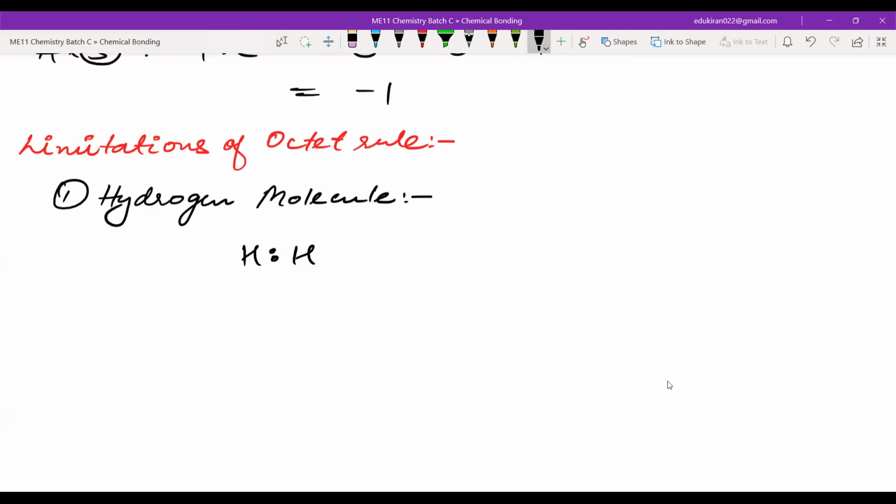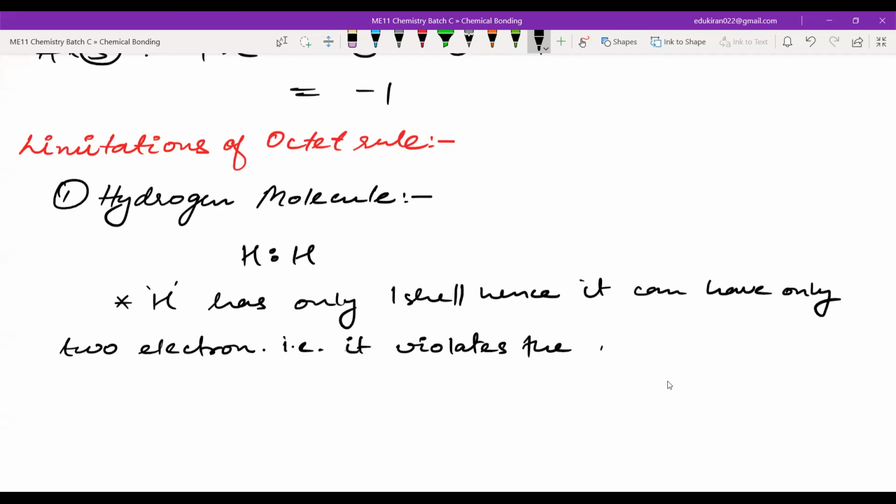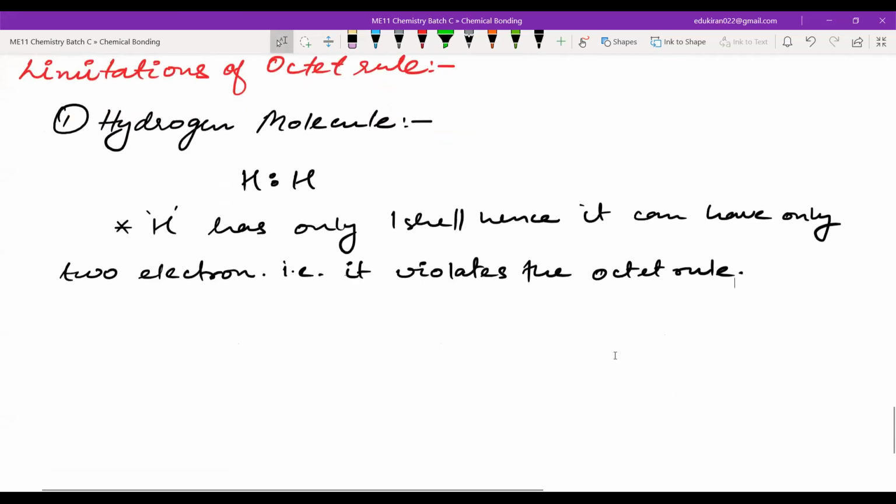It is stable, as you can see. It has only the first shell, right? Hydrogen has only one shell, hence it can have only 2 electrons. Now if it is having 2 electrons, that means it violates the octet rule. Okay, please write these with me.